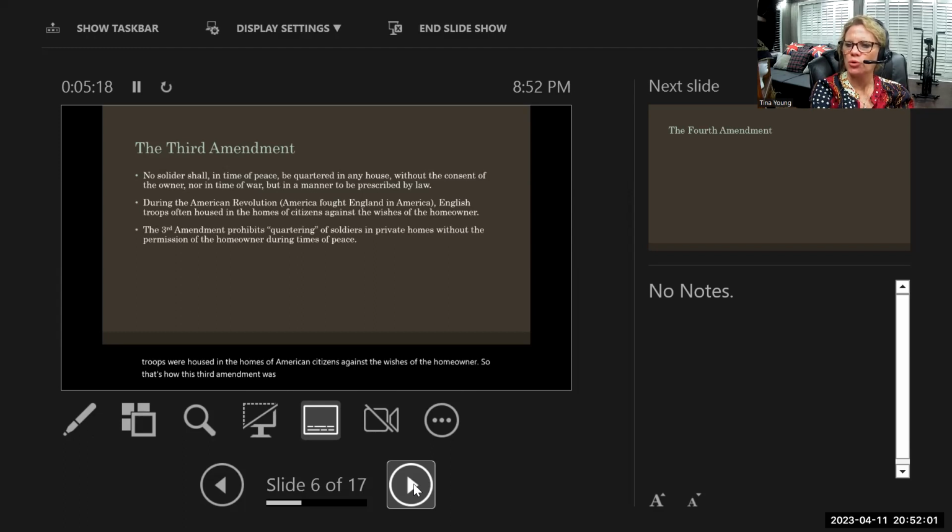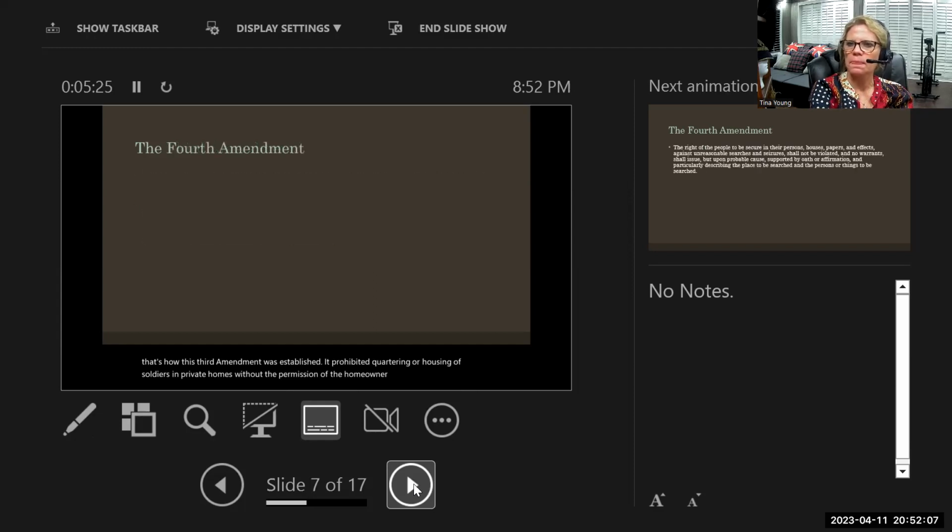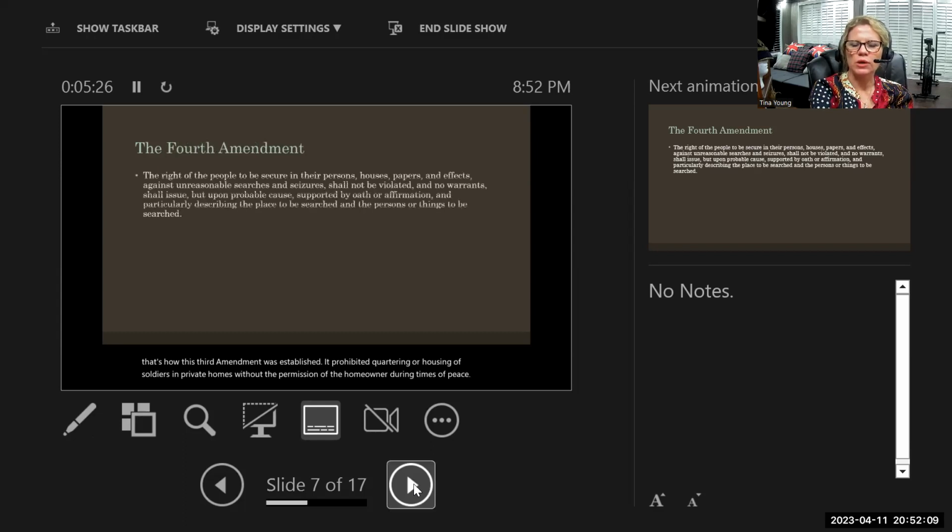It prohibited quartering or housing of soldiers in private homes without the permission of the homeowner during times of peace. The Fourth Amendment is one that you hear about a lot in our criminal justice classes.